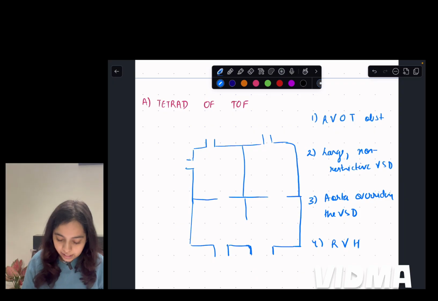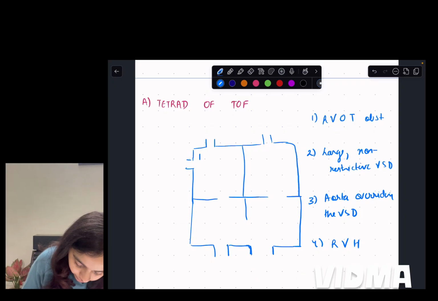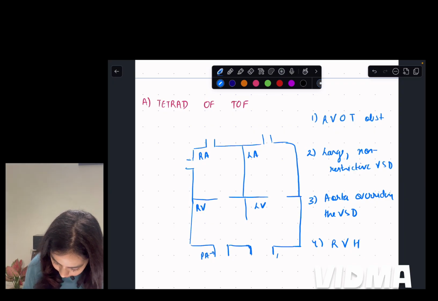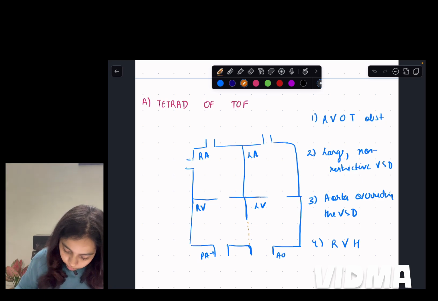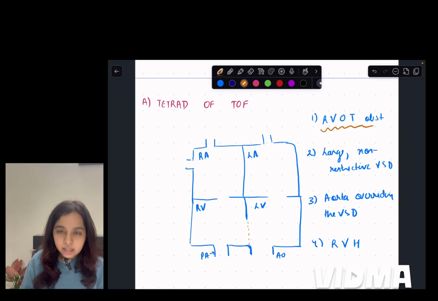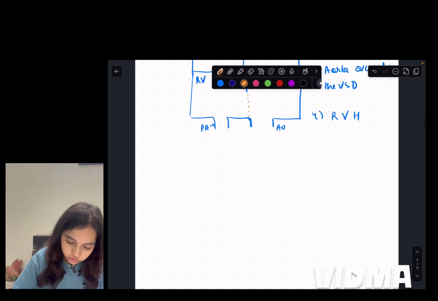This is the schematic diagram of the heart. This is the right atrium, this is the left atrium, this is the right ventricle, and this is the left ventricle. This is the pulmonary artery, and this is the aorta. Now you can see this is the VSD. The gap that you can see here is the VSD gap, right? The most important component is the right ventricle outflow tract obstruction. So let's understand what that is.